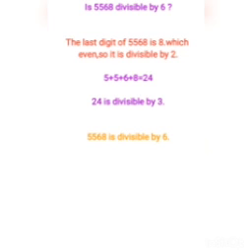Since 24 is divisible by 3, it means 5568 is divisible by 2 and 3 both. So it means that 5568 is also divisible by 6.